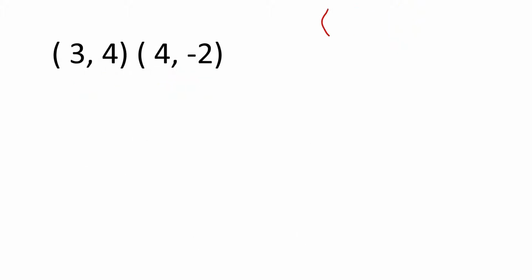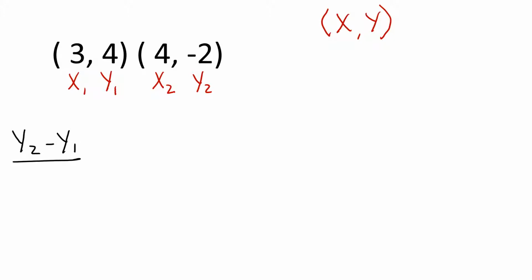Again, first step is to label your points. X is first and then y. So point number 1, 3, 4 is x1, y1. The second point, 4 and -2, is x2 and y2. We plug them in our slope formula, y2 minus y1 over x2 minus x1. The y2 value is -2. The y1 value is 4 to make -2 minus 4. The x2 value is 4 minus the x1 value is 3.